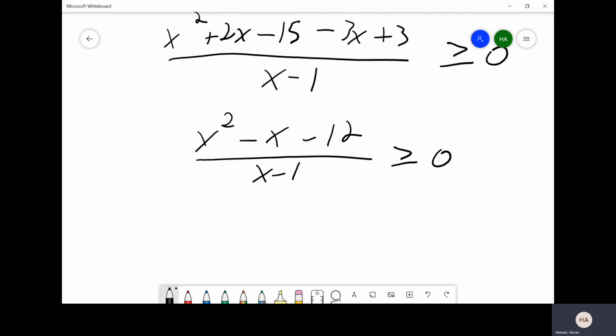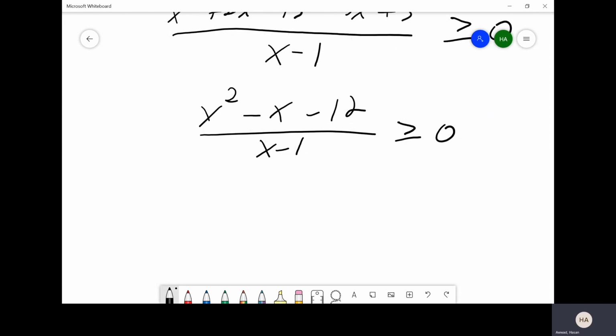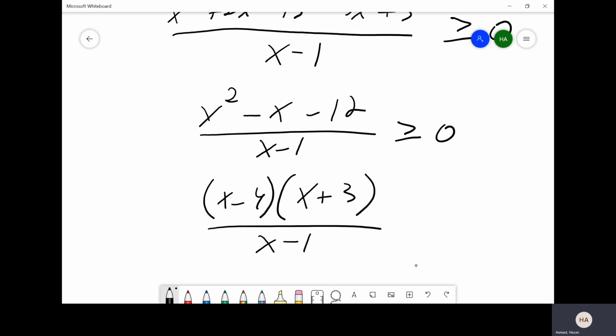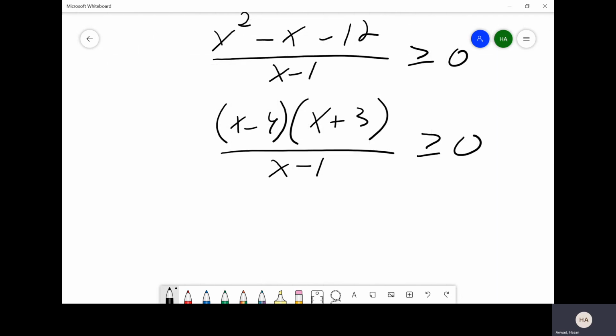Okay, so we have to factor our top now. So factoring x squared minus x minus 12, we look at factors of negative 12 such that they give us a negative number, but add to give us a negative 1, right? So that should be (x minus 4)(x plus 3) over (x minus 1) is greater than or equal to 0. So now when we set all these equal to 0, we're going to see that we have 3 points this time as opposed to having 2 like we had in all the other examples.